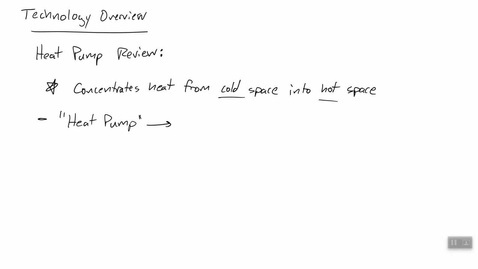Now, when we use the actual word heat pump to talk about technology, when you say that house has a heat pump, you're saying that it has a system which can reverse direction. So most houses have an air conditioner, right, which can cool a space in the summertime.